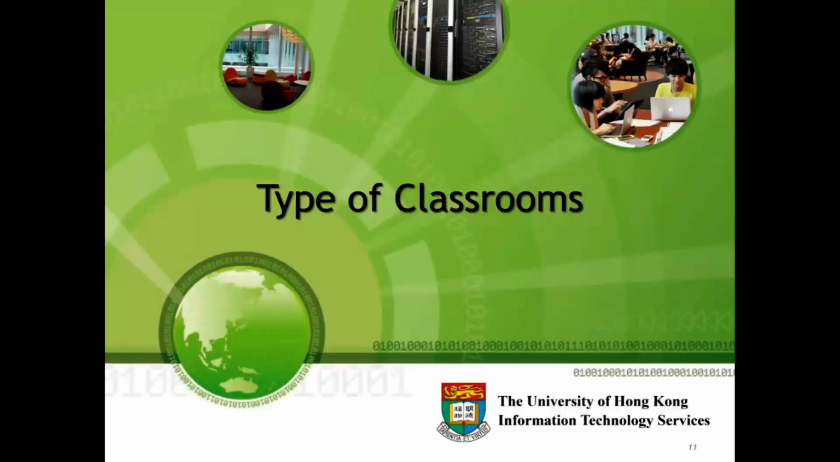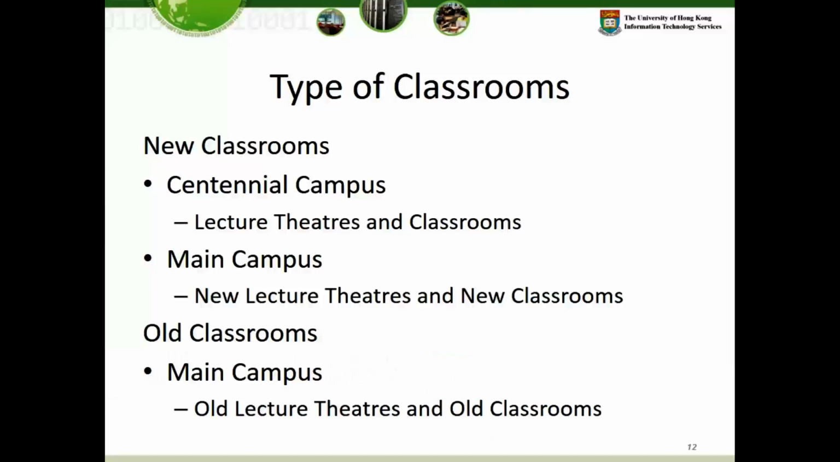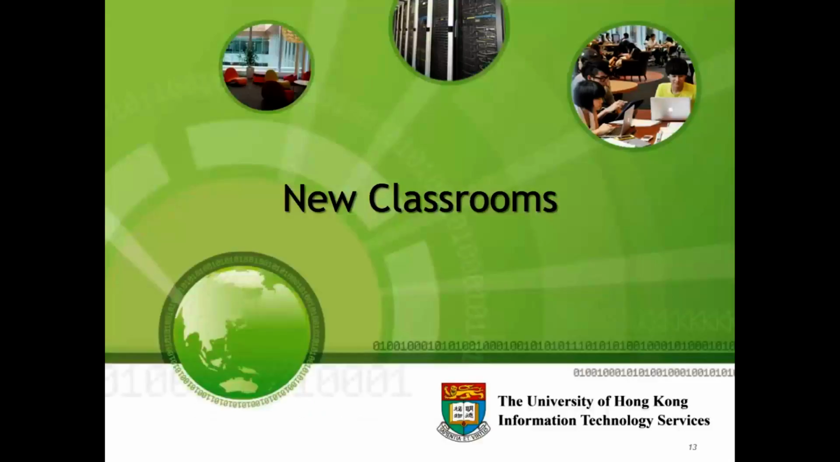Let's move on to the types of classrooms. We have two types of classroom. One is the new classroom, which is the newly renovated classroom in Centennial campus and main campus. And the old classroom means some old classrooms in main campus, lecture theaters or some small classrooms. So we are going to talk about these two types of classroom and what the facilities are inside these classrooms. First of all, let's talk about new classrooms.